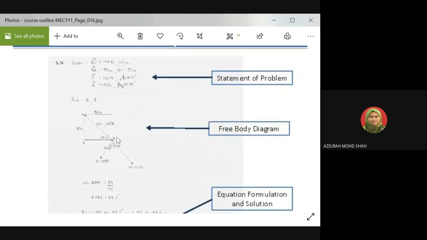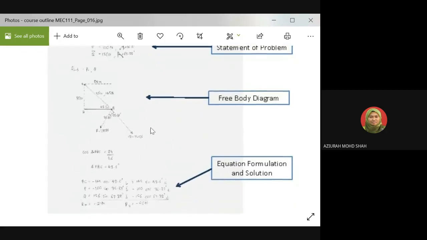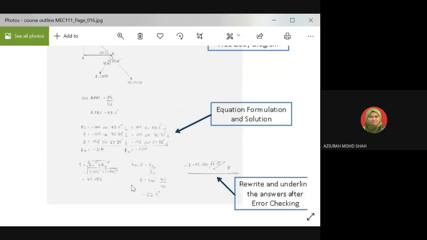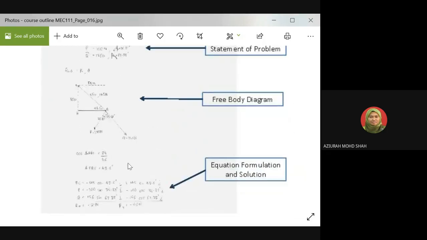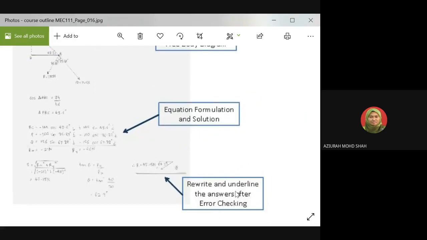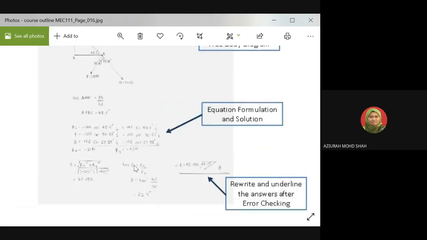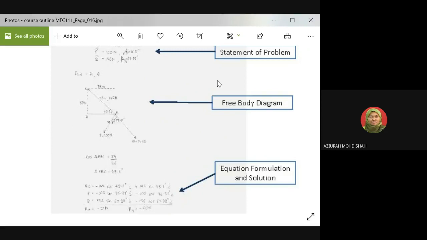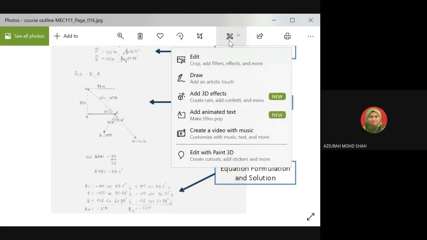Then you draw the FBD, okay? You draw the FBD, and then you generate the equation, then you try selesaikan dia. Okay, ini nak cari dia punya resultant ni, sebab ini formula resultant. Okay, lepas tu direction. So rewrite and underline the answer after you have checked your answer lah. So that is for how you solve problem in static. Cuma kita tunekan ikut static lah. Static ada apa FBD dia, macam tu. Yang lain sama je dengan apa yang you belajar sebelum ini in 101.